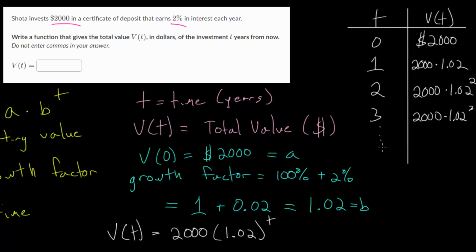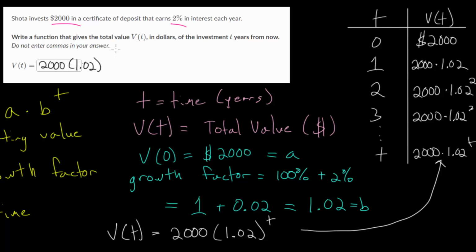And you can see any year you want to put in, let's just call it t to be general, we would have 2,000 multiplied by 1.02 raised to that t power. You can see that is the exact formula that we figured out by just looking at the general pattern. So this would be our final answer for this question: 2,000 multiplied by that growth rate of 1.02, that 2% increase each year, all raised to the t power.